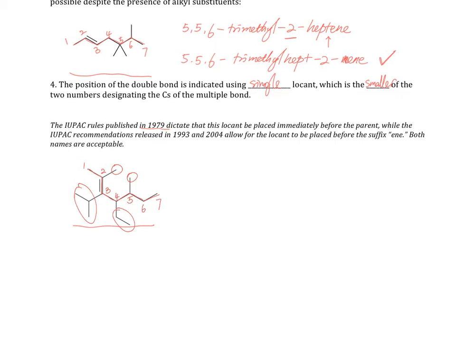Now, rank the substituents alphabetically: methyl, isopropyl, ethyl. So I should start the name from 4-ethyl, 3-isopropyl, 2,5-dimethylhept-2-ene. Is that clear?